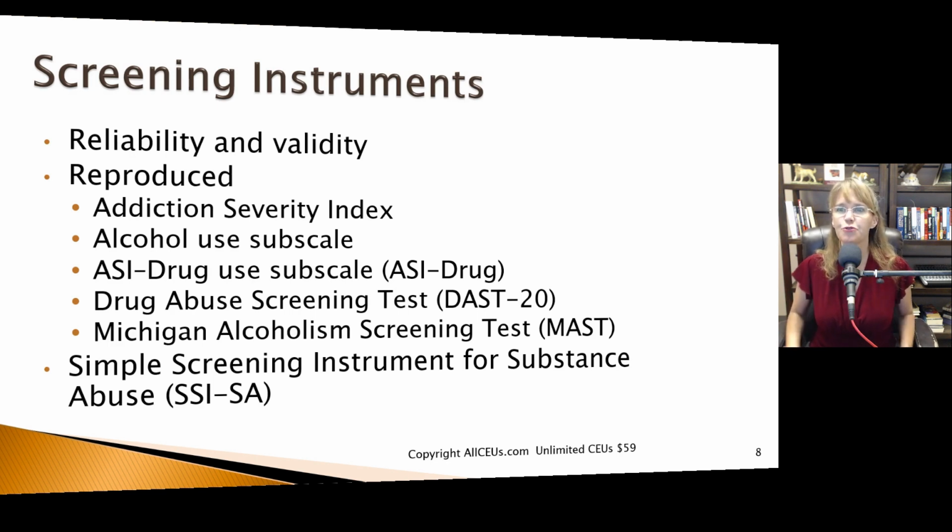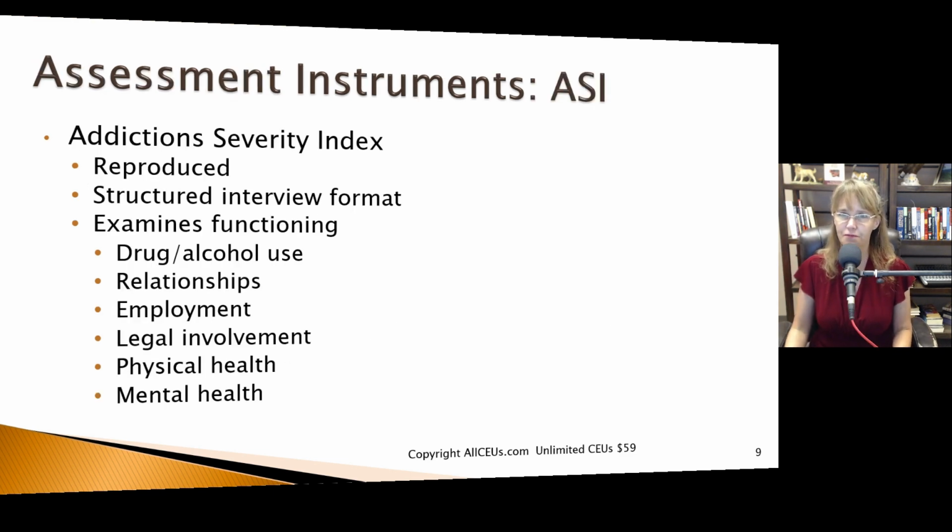Screening instruments that can be used. You want to assess for reliability and validity. Make sure that the answers that you're getting are providing you information about what you think it's providing. You can use the Addiction Severity Index, the Alcohol Use Subscale, the ASI Drug Use Subscale, the Drug Abuse Screening Test, or the DAST, or the Michigan Alcoholism Screening Test, or the MAST, or the Simple Screening Instrument for Substance Abuse, which is the SSI for substance abuse. All of these can be found in the SAMHSA TIP 44 in the appendices, so they're easy to find, and they're free.